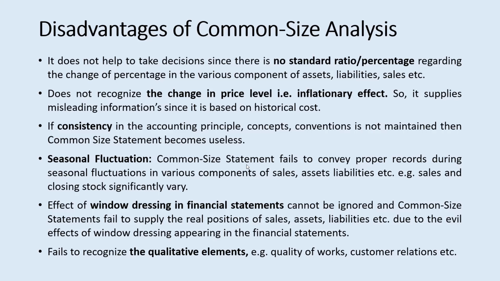Just take the sales figure. In Sri Lanka, in the garment sector, in the apparel industry, in April, with the new year, there is a booming season. With Christmas, there is another season. So this common size analysis fails to identify these seasonal fluctuations. Based on these seasonal fluctuations, the asset proportion may change. Sometimes to cater to the April season, they may have to store more inventories in March and April.